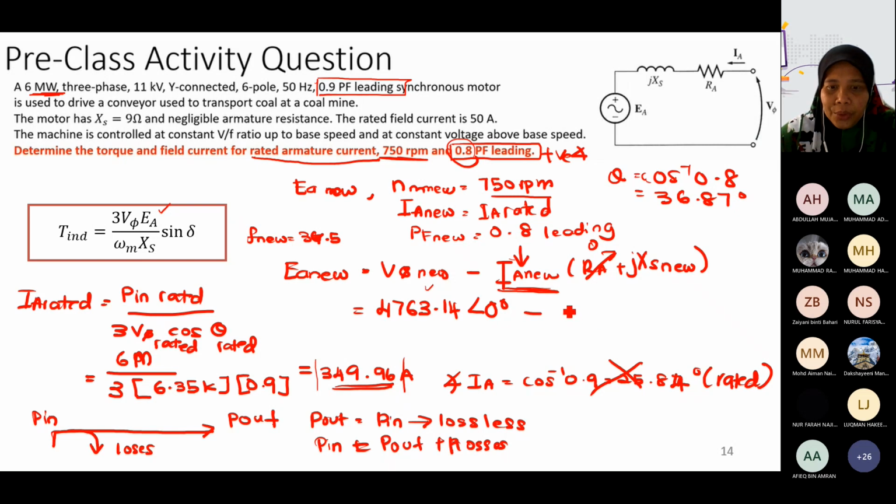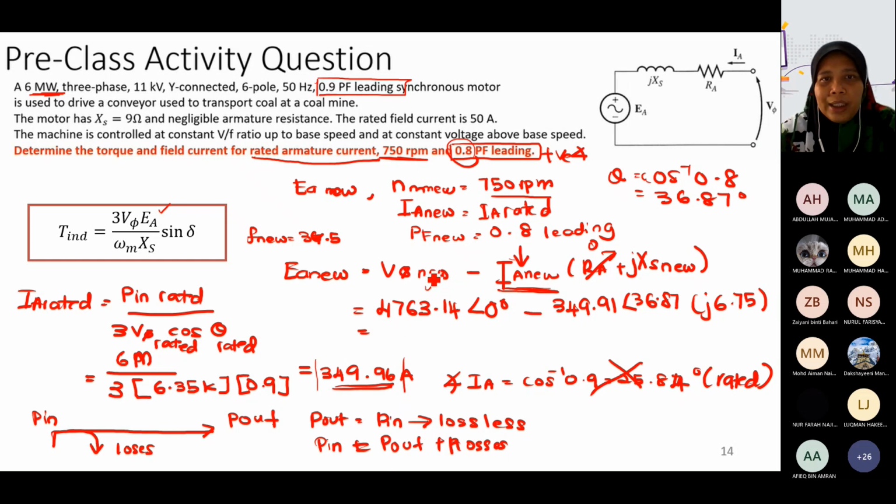So IA equal to 349.91 angle 36.87, and j, what's the value of XS we got earlier? 6.75. Okay. Can you please calculate the new EA? For this new EA, what do you get?